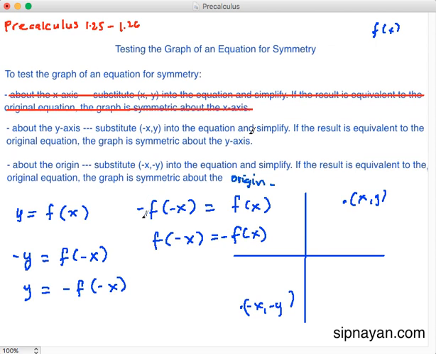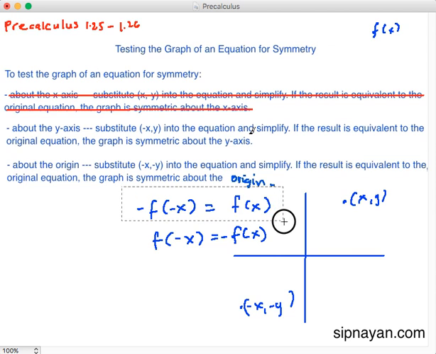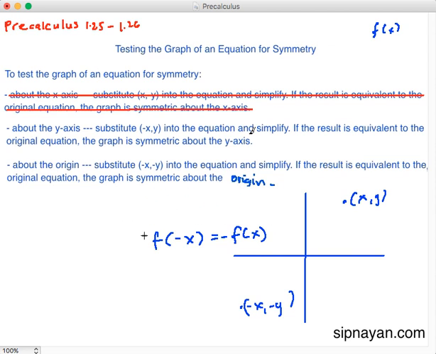Nakita nyo? Nag-multiply ulit tayo ng negative 1. So, negative 1 times this, naging positive siya. As negative 1 times this, naging negative. Ito na yung pinaka-final equation natin. So, to check if the graph is symmetric about the origin, dapat masasatisfy niya itong equation na to for all the domains, no? For all the values of x in the domains.